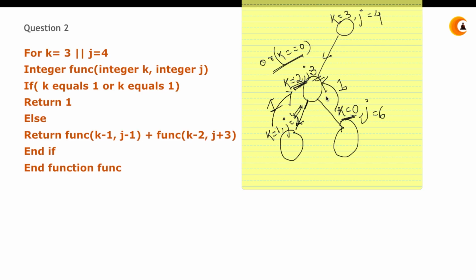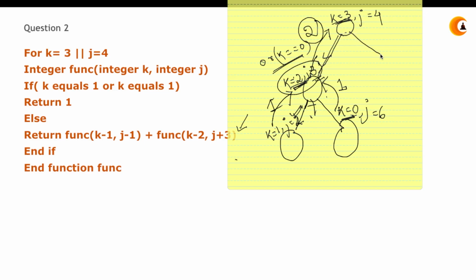Now if you check, what does this function say? It says return func of k minus 1, j minus 1 plus func of k minus 2, j plus 3. So this 1 and 1 will be added. So what will this function return over here? It will return 1 plus 1, that is 2. Now we are here on this top node and we have solved it for the left side.